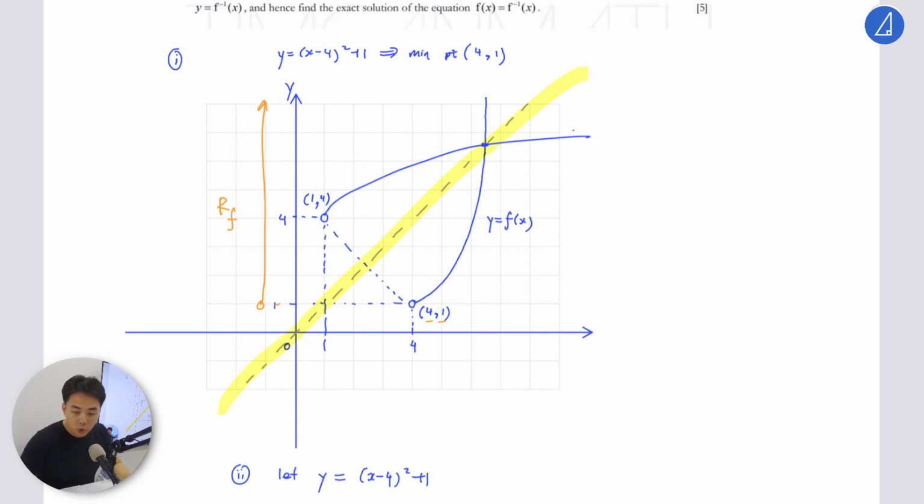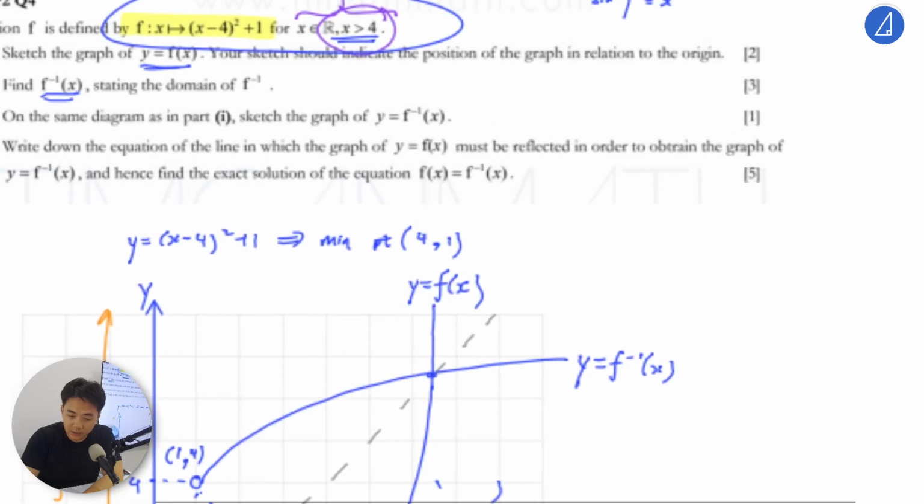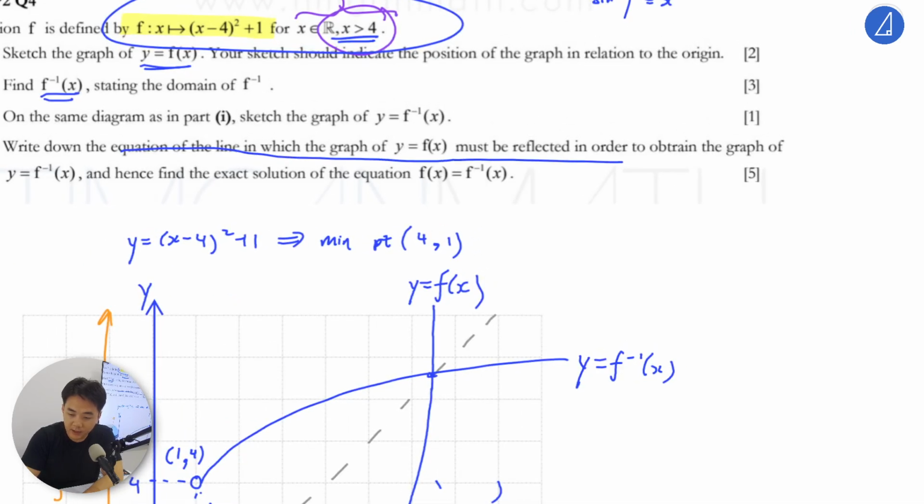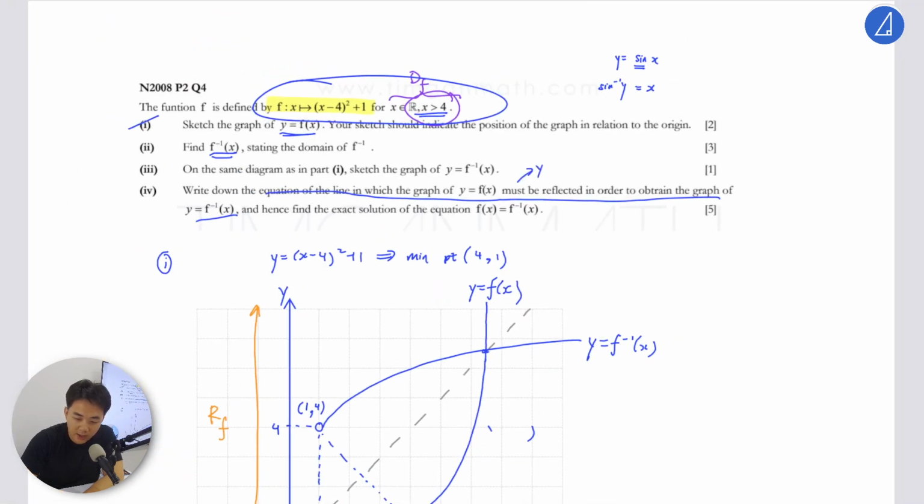Now you don't draw an inverse graph like that. Okay, you confirm kena penalize. So you should draw it like that. Cut this point. You should cut this point here. Okay, so this is your y equals to f inverse x. This guy, write down the equation of line in which this graph must be reflected in order to obtain this one. This will be a standard y equals to x.